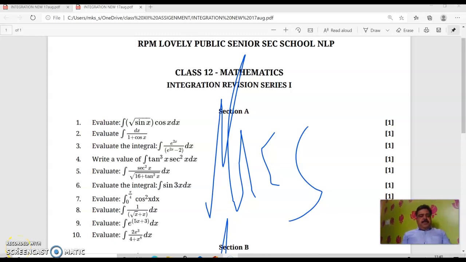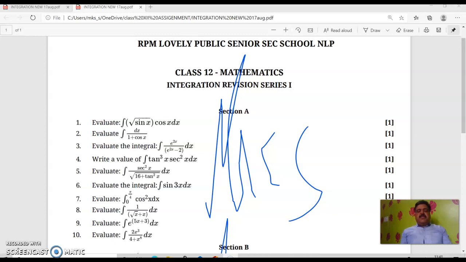Hello, good morning everyone. Today I'll be giving you hints for those questions which I have sent you in the form of an assignment. Of course, it's an integration one, and initially I will be taking the one marker questions, which will make your concept as well as formula perfect. Now, first question is root sin x into cos x dx, of course.